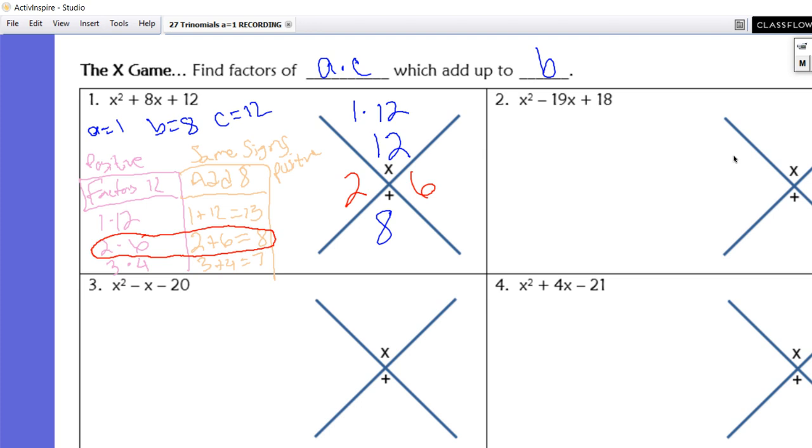Okay, in problem 2, a is equal to 1, b is equal to negative 19, and c is equal to 18. So the first thing I've got to do is a times c. When I do a times c, I've got to do 1 times 18. Okay, the 18 is a positive value, so that tells me that I've got same signs.